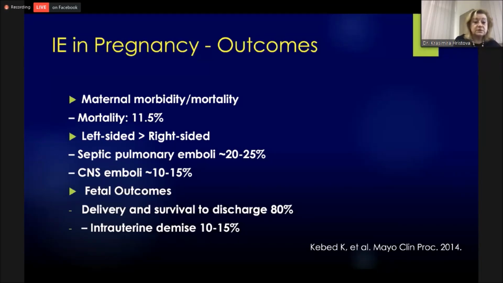The fetal outcomes are connected with the delivery, and survival to discharge is around 50% in women with endocarditis. Intrauterine demise is around 10 to 15%.